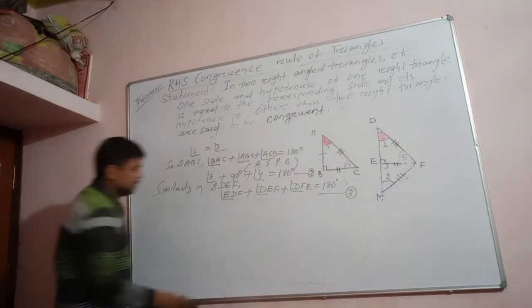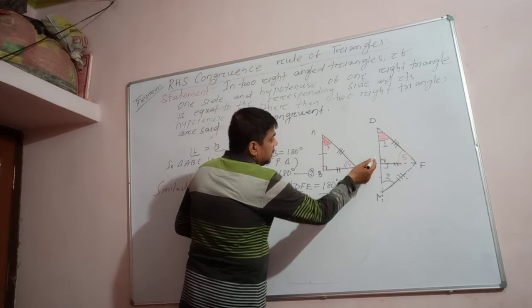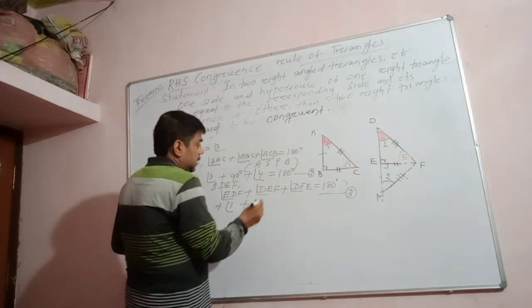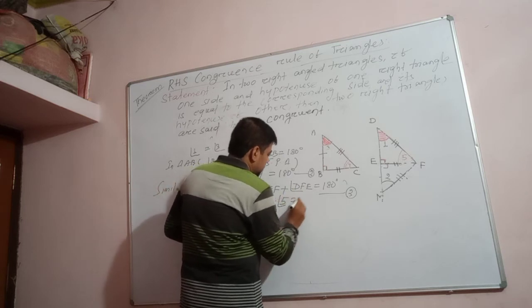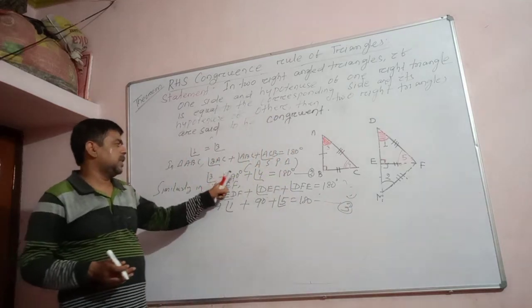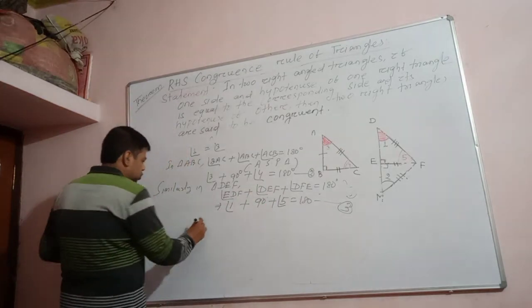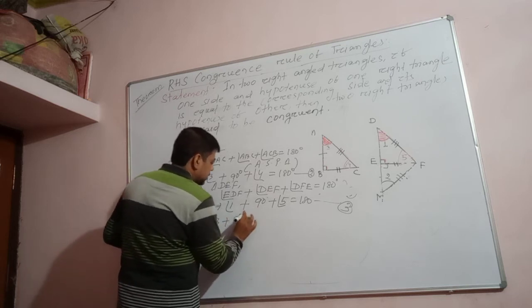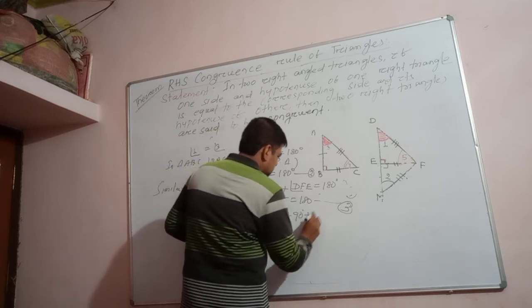So let us see. What are you getting? Here you see EDF angle, which is 1 angle, plus 90 degree plus DFE angle, 5 angle, equal to 180 degree. This is equation number 3. Now see, 3 angle plus 90 plus 4 angle is 180. 1 angle plus 90 degree plus 5 angle is 180. If you equate both sides, it means 3 angle plus 90 degree plus 4 angle is equal to 1 angle plus 90 degree plus 5 angle.